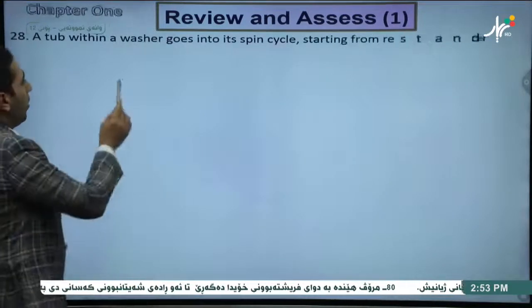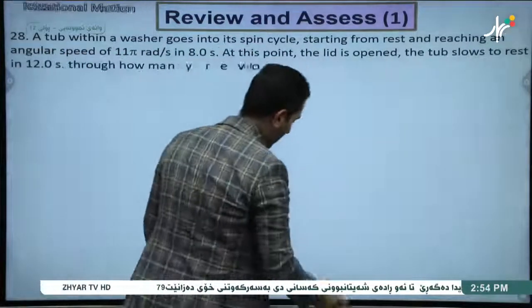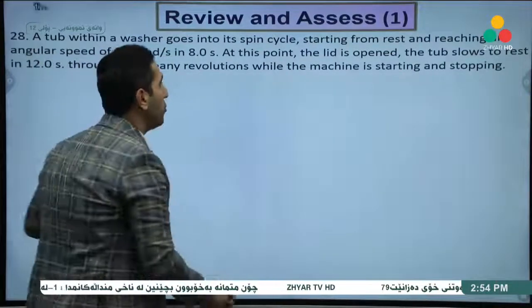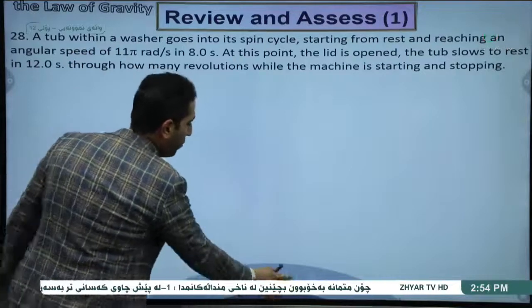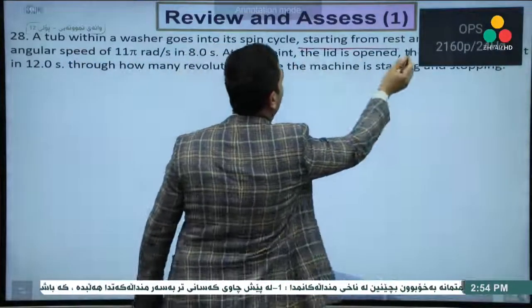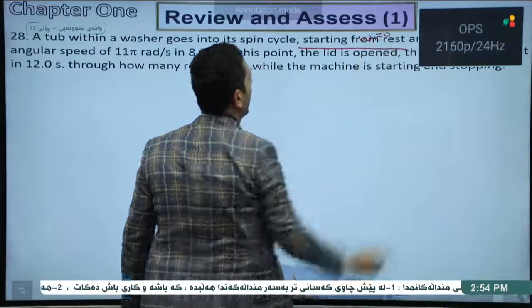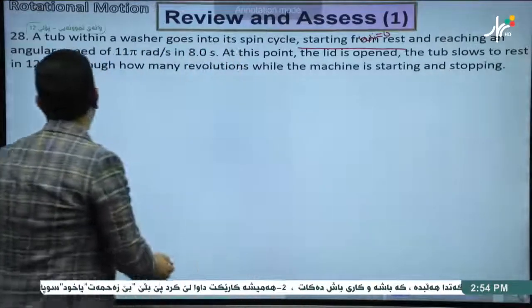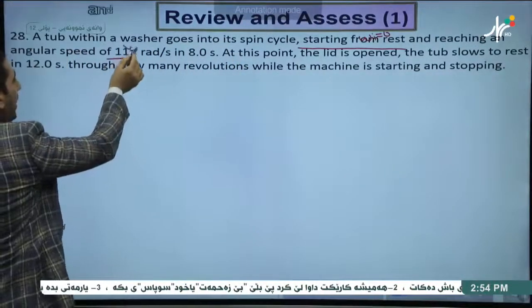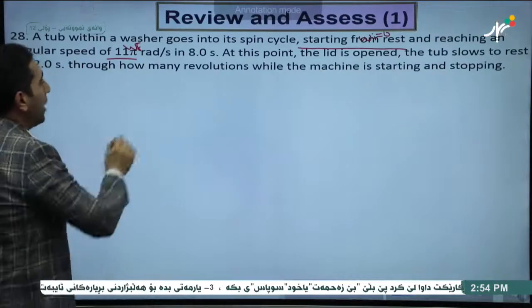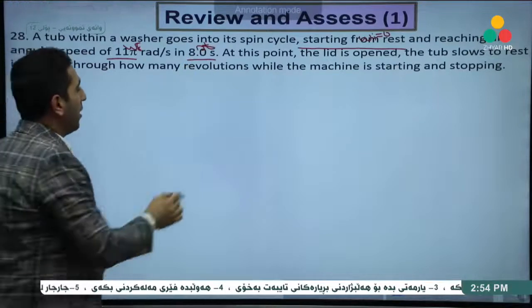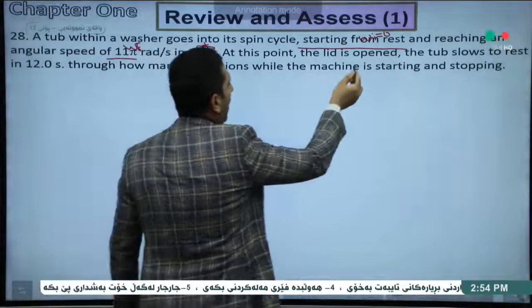A tube within an ocean goes into its spin cycle, starting from rest. Starting from rest means that omega initial is equal to 0. It reaches an angular speed, this is omega final, in rad per second in delta t of 8 seconds. At this point, the lid is opened.